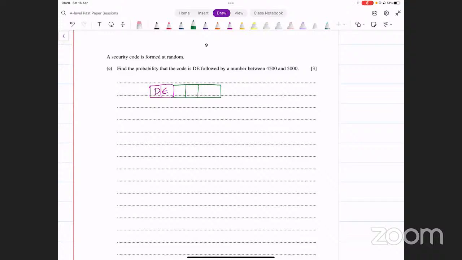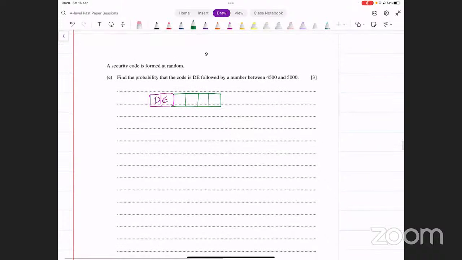If the number is between 4,500 and 5,000, what are the total numbers you have? 1, 2, 3, 4, 5, 6, 7. Well, it doesn't matter whether 4,500 and 5,000 are included or not, it doesn't matter. Zero isn't there anyway, exactly, right? So it doesn't matter.